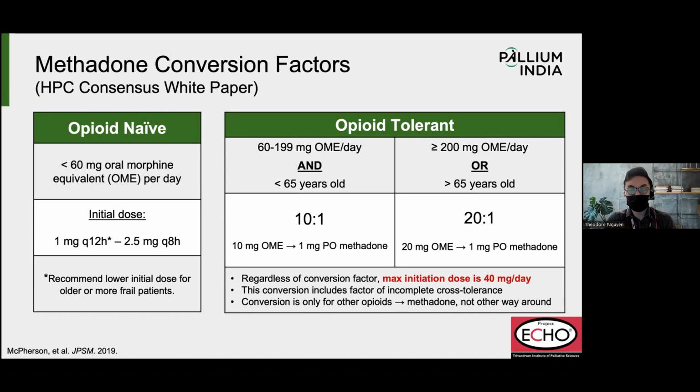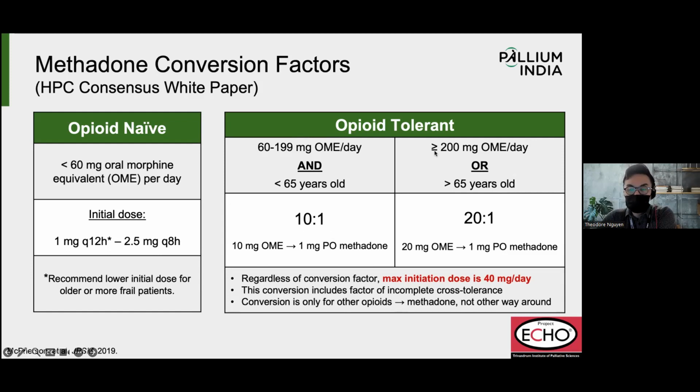For patients that are opioid tolerant, defined as patients using 60 or more OMEs per day, let's break it down. For patients using 60 to 199 OMEs per day and under the age of 65 years old, we would use the conversion ratio of 10 to 1. So 1 OME to 1 milligram of oral methadone.